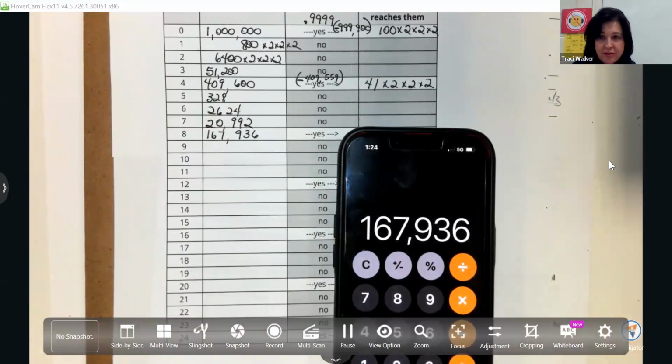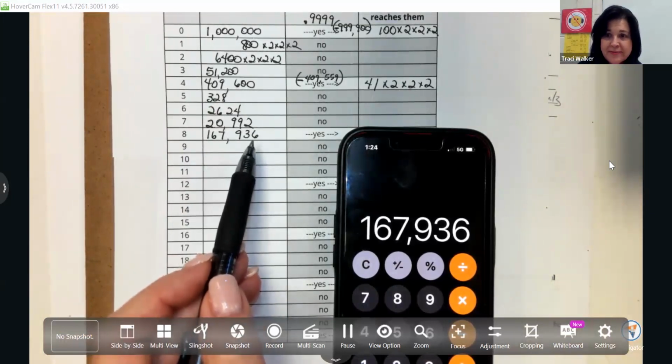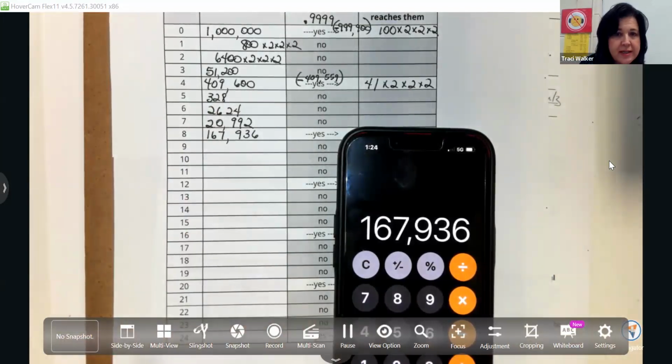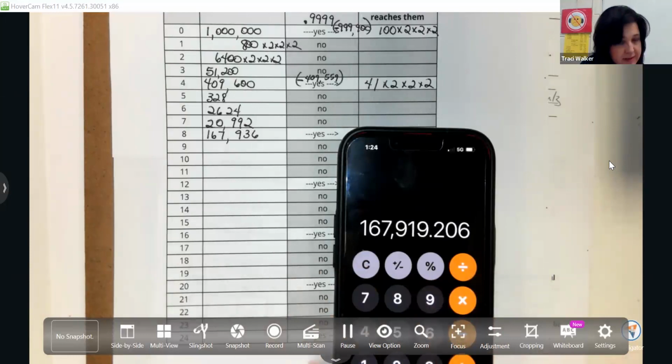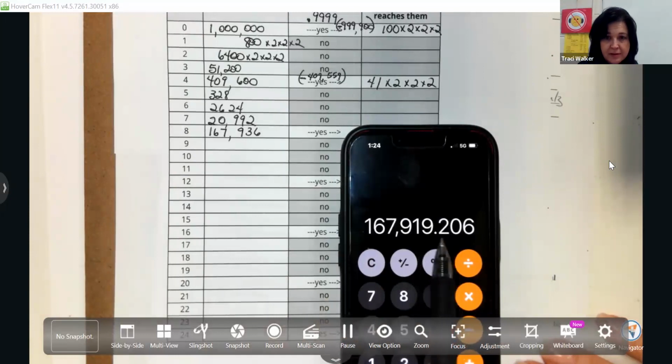But if I don't take my 3rd dose, this 167,000 is soon going to become 1 million again, right? Because it's just going to keep on multiplying. So it's been 8 hours now, so I can take my antibiotic. So I am going to multiply times 99.99%, so times 0.9999. And so that means I'm going to kill 167,919. Okay, I'm going to ignore the 0.2 because I can't kill just 2/10 of a bacteria.